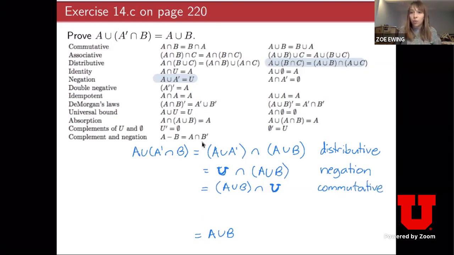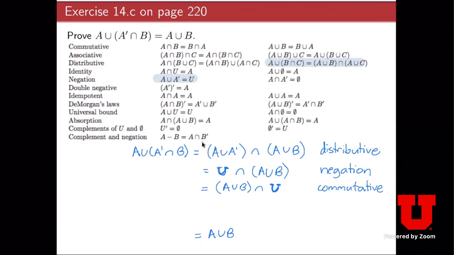Does anyone want to say why we did that? It's because we did it to use another property. So what's the next property that we want to use? Identity.